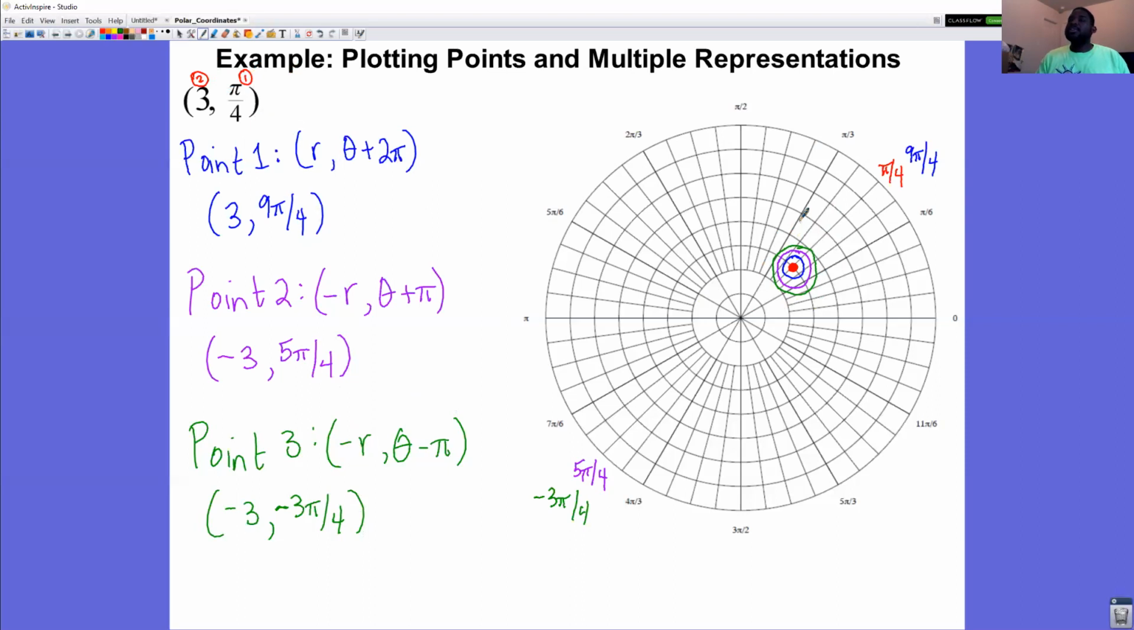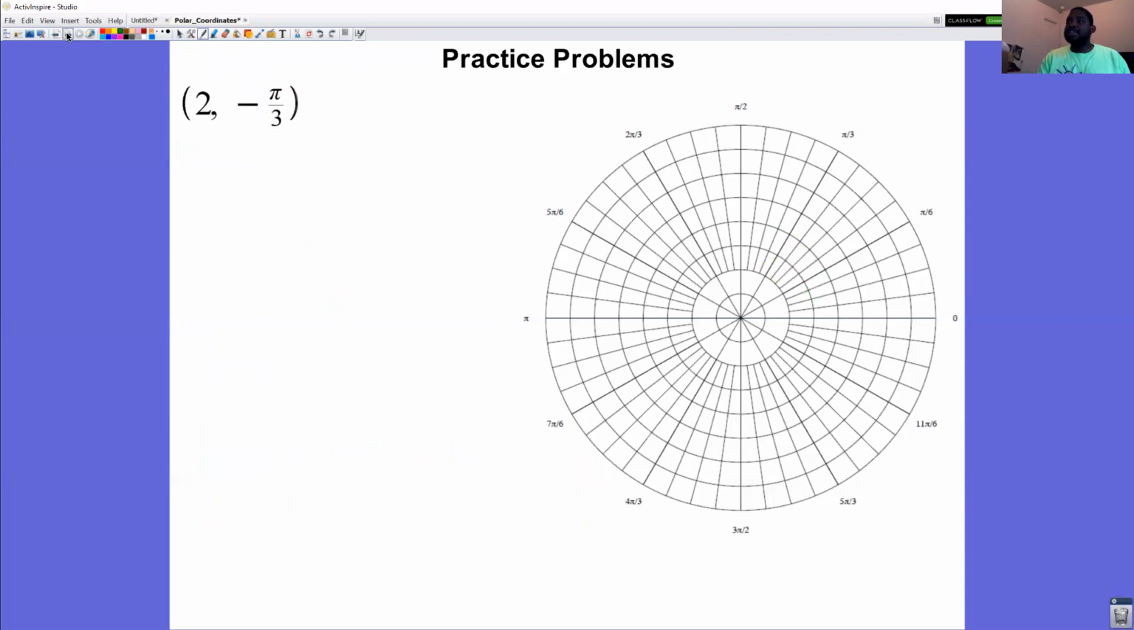Okay, so now you should be able to try a couple of problems on your own. Here's one practice problem. See if you can do that on your own. Here's another practice problem you can do on your own. And if you have any questions about any information in this video, you're more than welcome to email me.